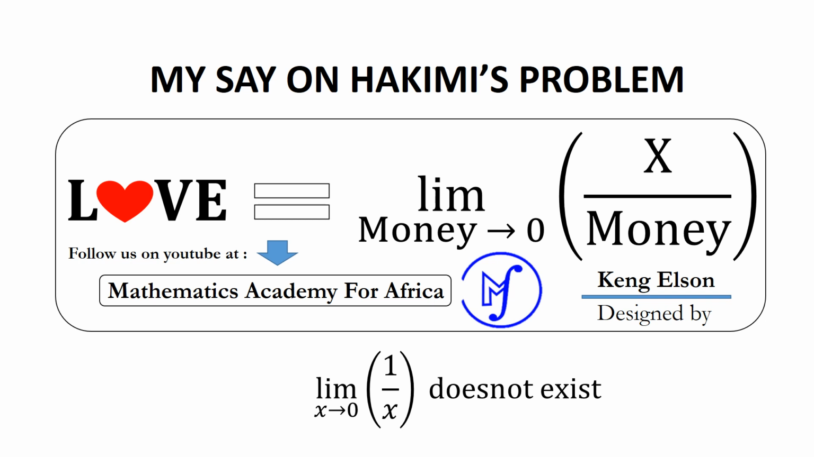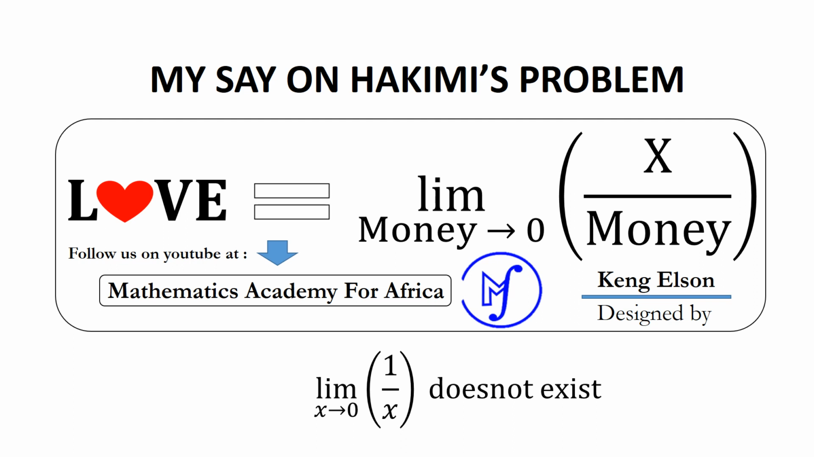Money can be tending to 0 from below or from above. At the end of the day, money is vanishing, and it could be vanishing from two different directions. If it vanishes from two different directions and the limits give you two different values, it means the limit does not exist. Now how do I personally interpret this equation? I interpret it as such: as money vanishes, love does not exist.